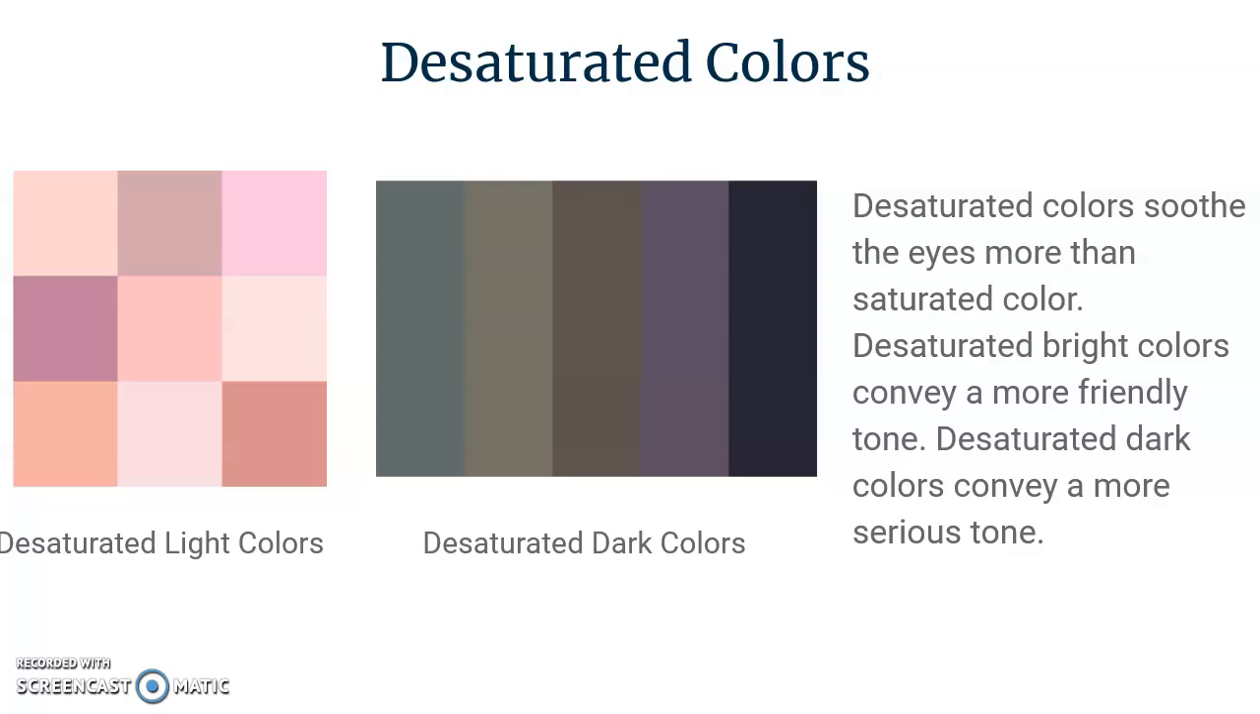So desaturated colors are pretty much the opposite of saturated colors. With saturation being super vivid, desaturated colors are the grays and such, usually. They suit the eyes more than saturated color. Desaturated bright colors convey more friendly tones, and dark colors convey more serious tones.